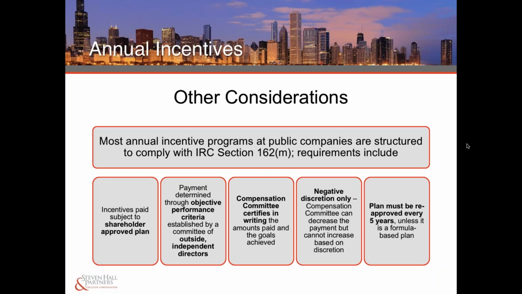The compensation committee needs to verify in writing the amounts that were paid and the goals that were achieved. This is typically done in the proxy statement under the compensation discussion and analysis report. And also, one important factor is that the plans can only provide for negative discretion. The compensation committee only has the ability to decide on its own to reduce a bonus payment. They cannot go in after a plan has been set and has an outcome and decide to increase that payment. They would lose their 162M compliance in that situation. And finally, the plan must be reapproved every 5 years by shareholders.